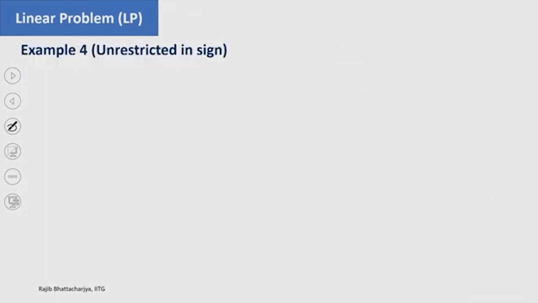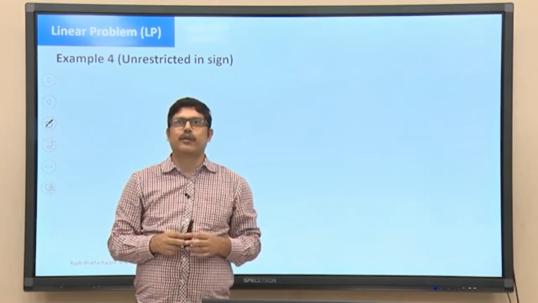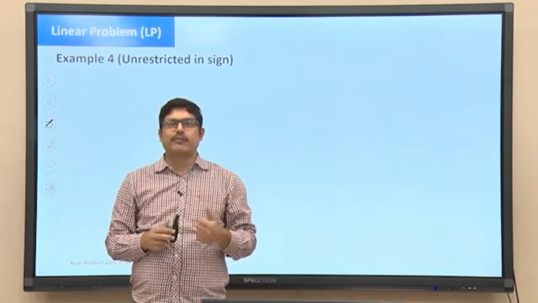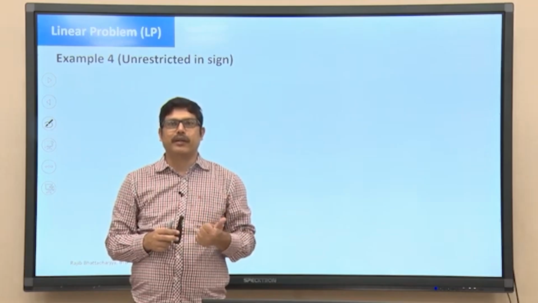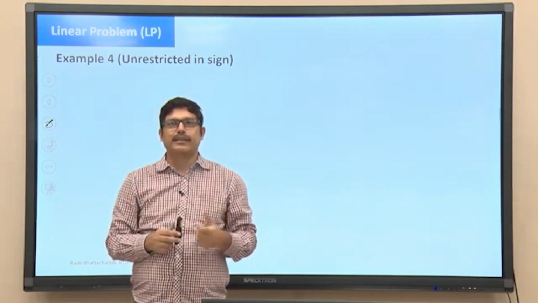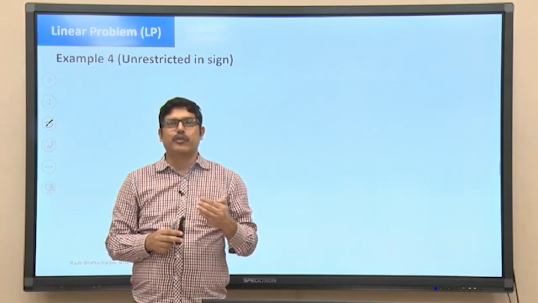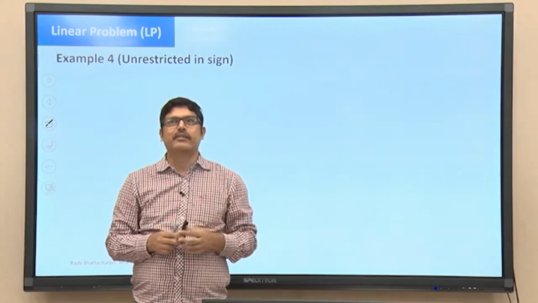Let us take another example problem, and the problem is with a variable unrestricted in sign. Whatever problems we have discussed, all variables are positive. Okay. Sometimes what may happen is the variable value may be negative, that means unrestricted in sign. So, it can take a negative value also. Let us see an example problem with a variable that is unrestricted in sign.